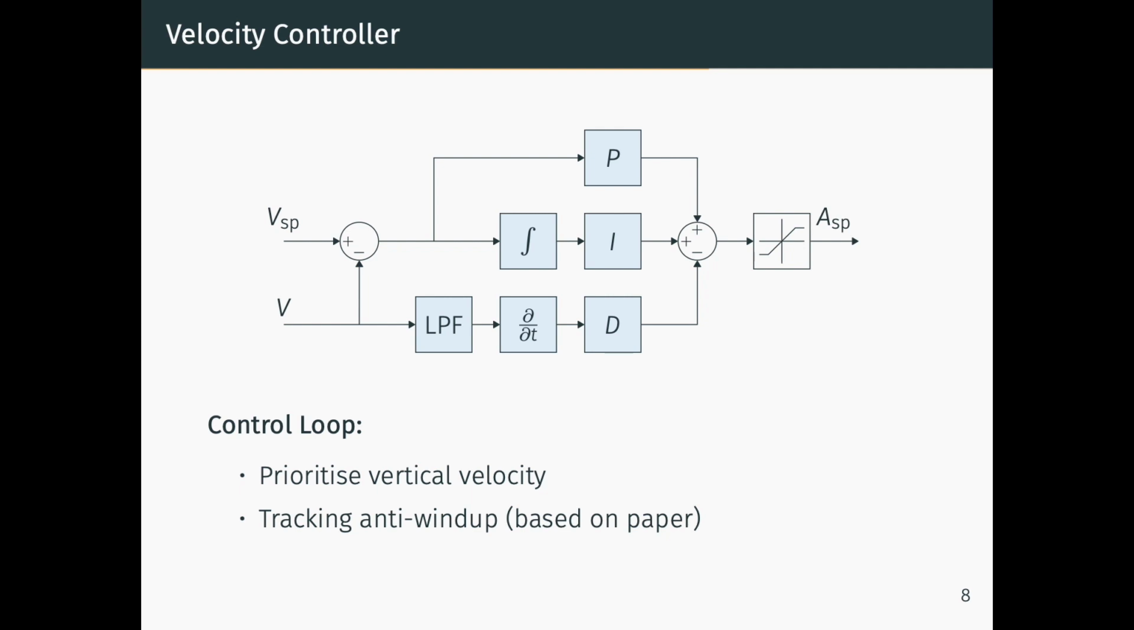The velocity controller actually prioritizes the vertical velocity above the horizontal velocity because it is critical to keep the vehicle in the air. The velocity controller also makes use of a tracking anti-wind-up mechanism. This mechanism is based on a paper, and if you're interested, it is referred to in the code if you want to take a look.